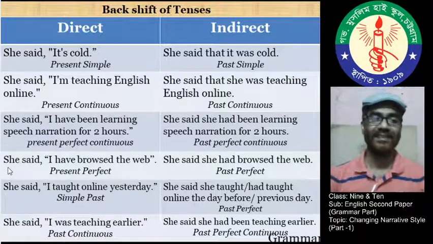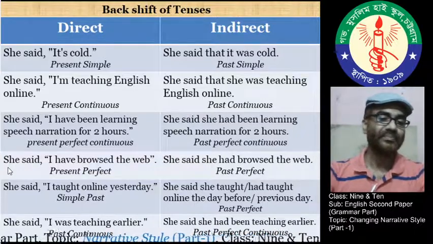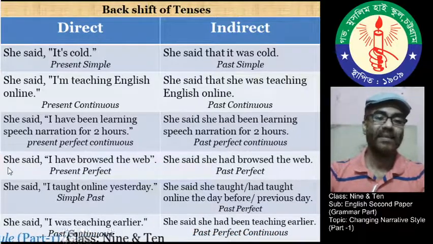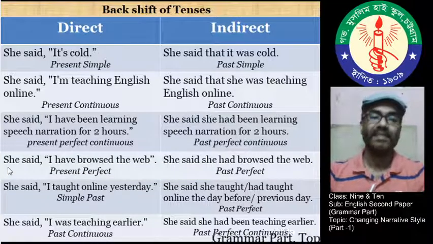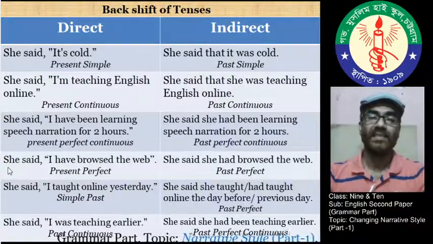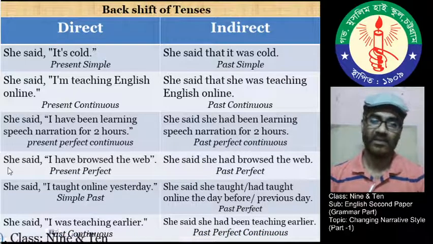Okay, then come to the next one, present perfect. She said, "I have browsed the web." It's changed to past perfect. How? You see, she said she had browsed the web. Here also we didn't use that conjunction word because it's optional.